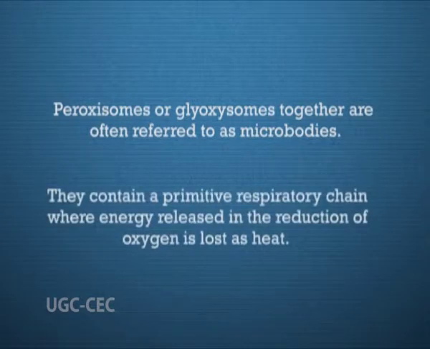They contain a primitive respiratory chain where energy released in the reduction of oxygen is lost as heat. Microbodies occur in all major groups of eukaryotes, including yeasts, protozoa, plants, and animals. The contribution of these organelles to total beta oxidation in a given tissue varies considerably. In animals, microbodies are particularly important in liver and kidney.